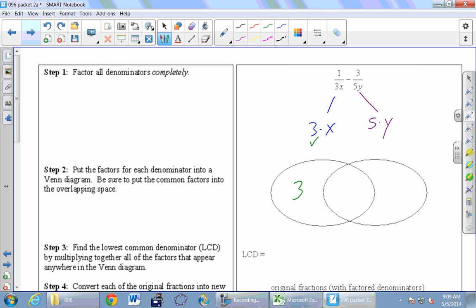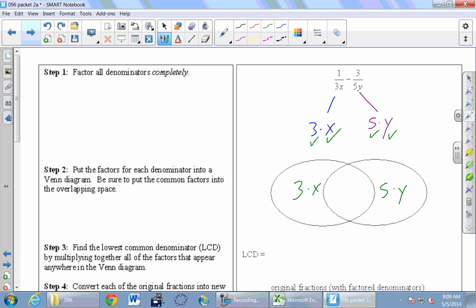Check off the 3. You see an x in the other side? Nope. So where does the x go? Also in the left. Done with that one. Next one is a 5. You see a 5 in both? Nope. Where does it go? On the right. 5 there. And the last one was the y, which is also only in 1.